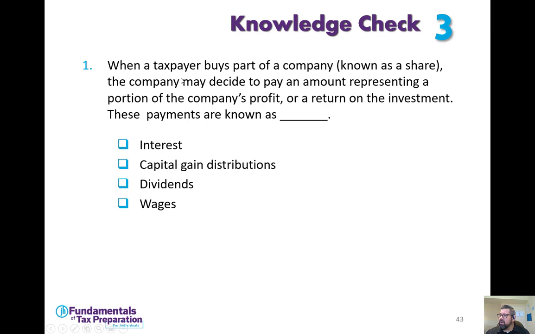All right. When a taxpayer buys part of a company, they get something called a share. It's usually referred to as stock. So there's shares of stock. And the company may decide to pay an amount representing a portion of the company's profit or return on investment. Those payments are known as dividends. Those are what you might receive quarterly or annually for your investment.